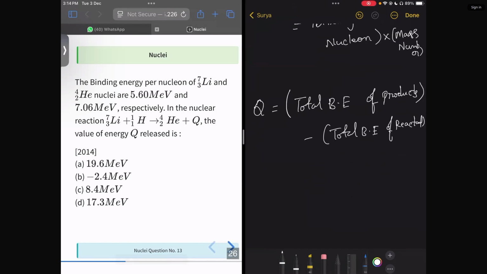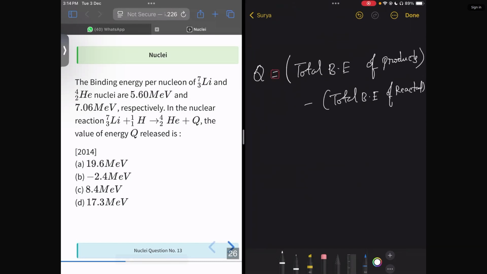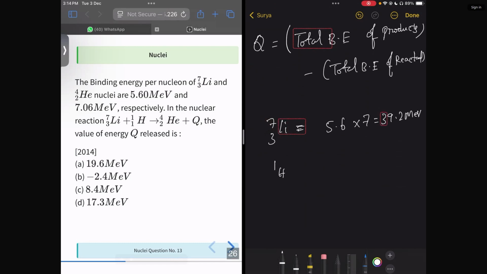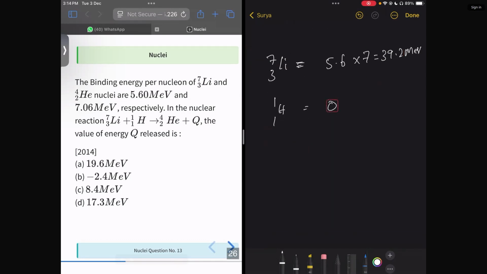So here the binding energy per nucleon of lithium is given. So the total binding energy of the lithium will be 5.6 into 7. It will be 39.2 million electron volt, and 1H1. The hydrogen nucleus is a single proton, a single nucleon, so the binding energy will be 0 for this one. There is no binding energy. These are the reactants.